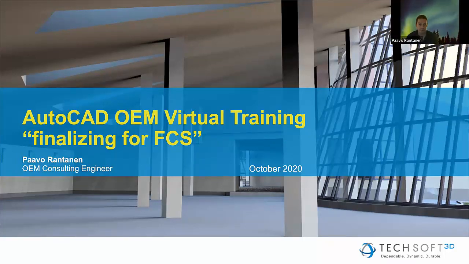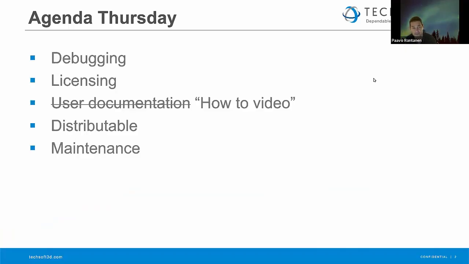All right. So today's session, the final one, we're calling it finalizing for first customer ship. So we're going to go over a few topics here: debugging, licensing, how to apply licensing to your product. Welcome Hannu. Just starting, so you didn't miss anything really.